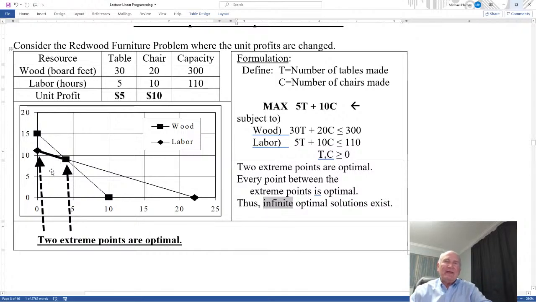Some people say, how can you make 1.5 tables? People do that all the time. You make 1.5 tables, you stop, you go home, you come back to the next production run, and you finish that table and move on. That kind of thing.